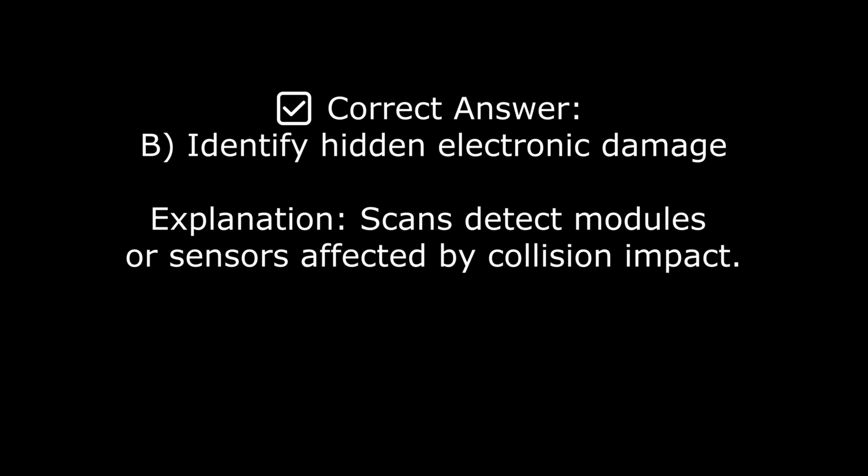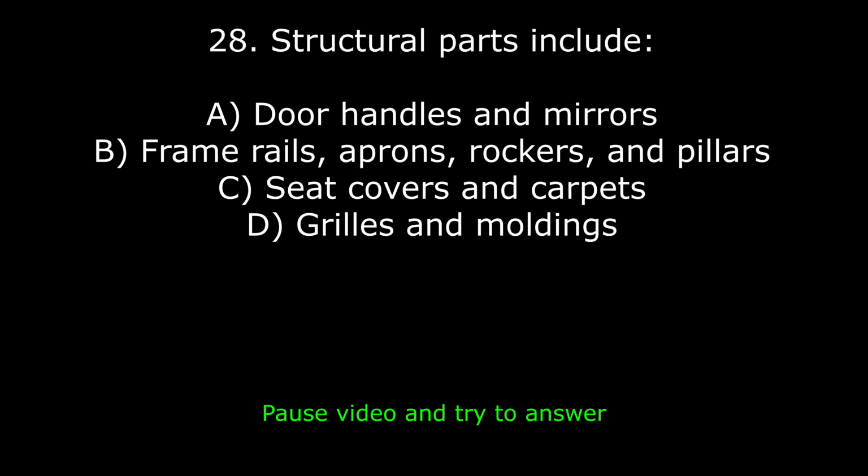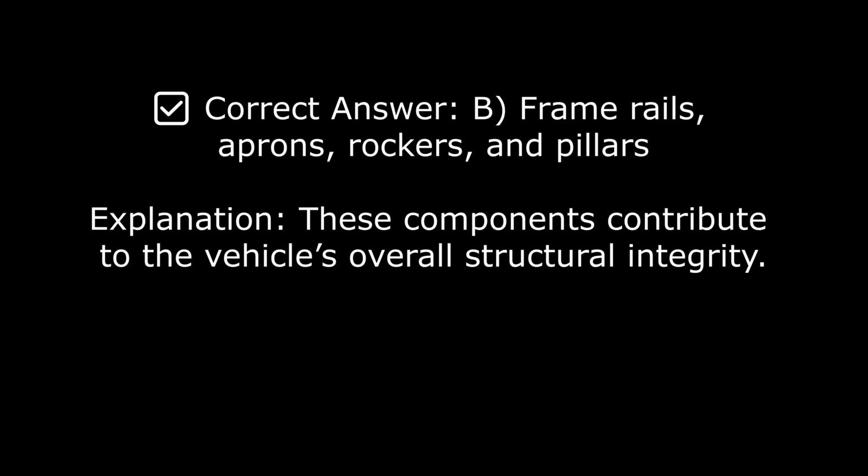28. Structural parts include A. Door handles and mirrors. B. Frame rails, aprons, rockers, and pillars. C. Seat covers and carpets. D. Grills and moldings. Correct answer is B. Frame rails, aprons, rockers, and pillars. Explanation: these components contribute to the overall structural integrity of the vehicle.